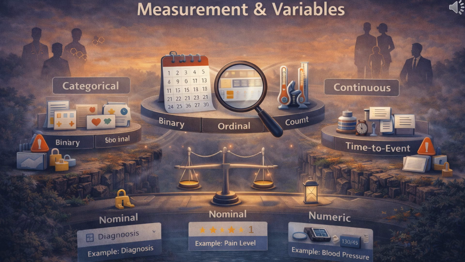A practical way to keep these roles straight is to tie each one to a plain language sentence. Exposure is what you think could influence outcomes. Outcome is what you are trying to improve, reduce, or explain.